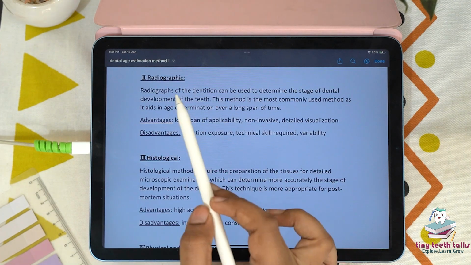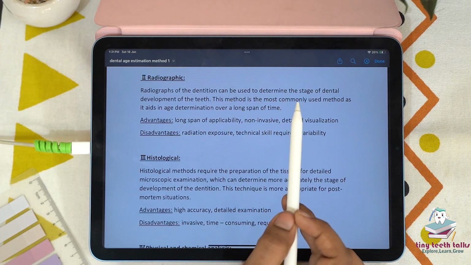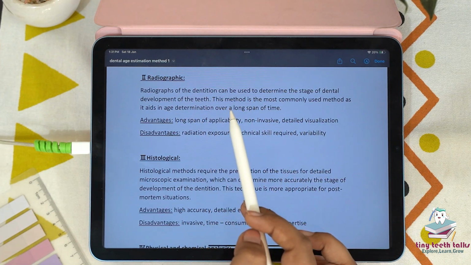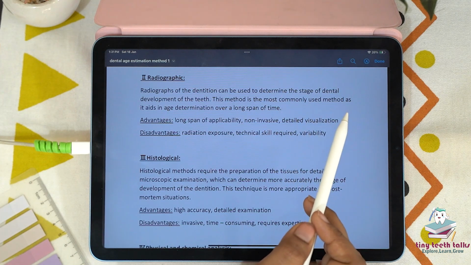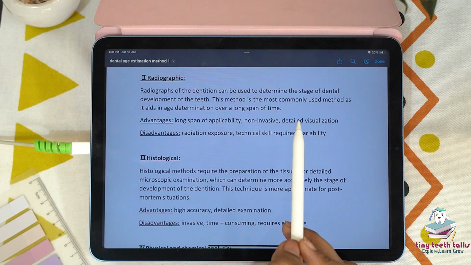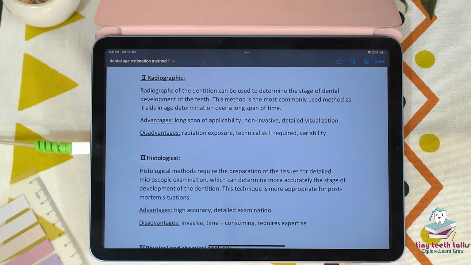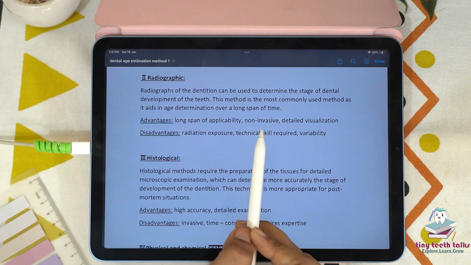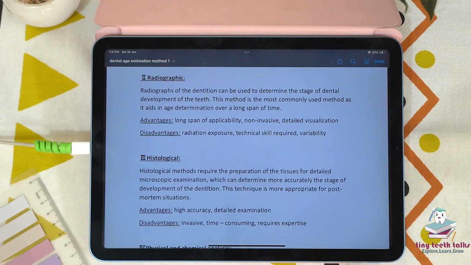Second is radiographic. Radiographs of the dentition can be used to determine the stage of the development of the teeth. This method is the most commonly used method as it aids in age determination over a long span of time. Advantages: long span of applicability. This method can be used to estimate age in both children and adults, making it versatile. Non-invasive. Radiographs are a non-invasive technique that does not cause harm to the individual, and detailed visualization. They provide detailed images of tooth structure, allowing for accurate assessment.